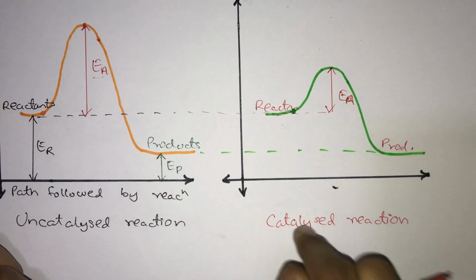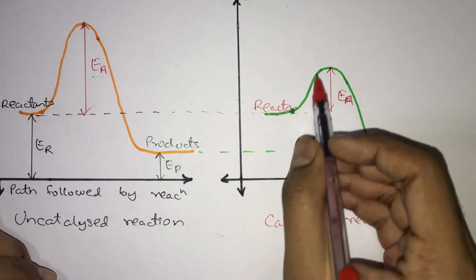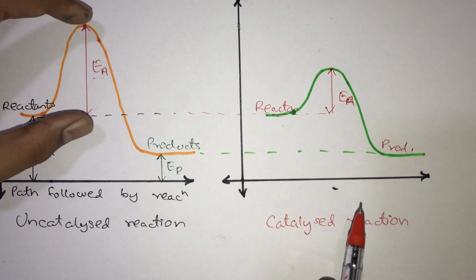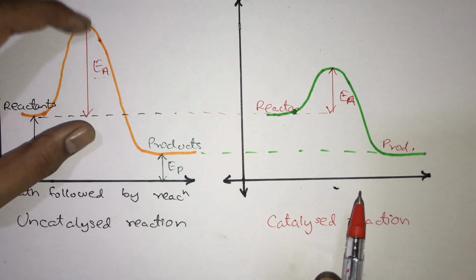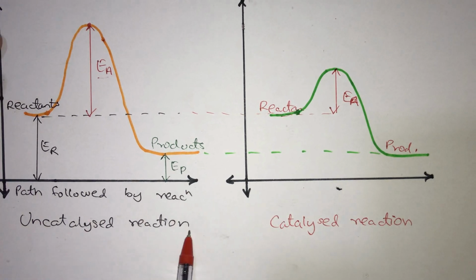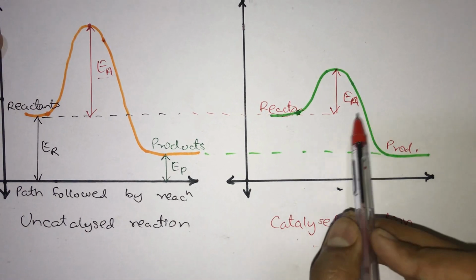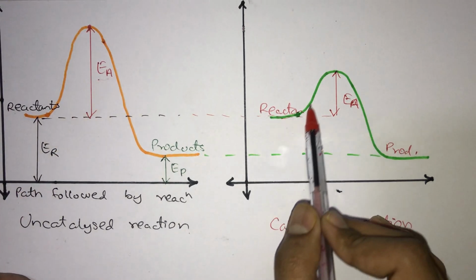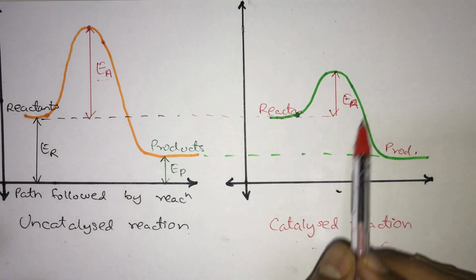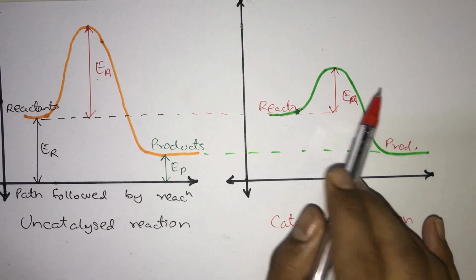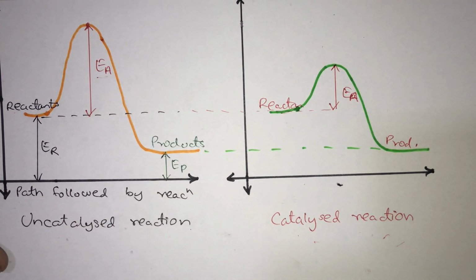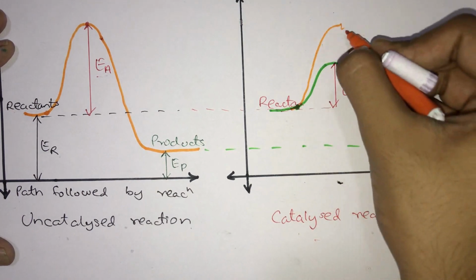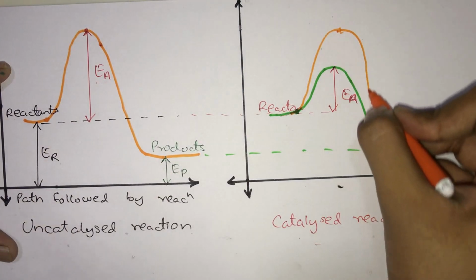The catalyst forces the reactants to follow a different path in order to reach the products. This is going to remain as it is. Nothing is going to happen to this activation energy. This is for uncatalyzed reaction. And for catalyzed reaction, the energy of activation is not going to decrease. Instead, it is going to follow a different path which has less amount of activation energy. See, this orange color path is going to remain as it is. Nothing is going to happen to this path.